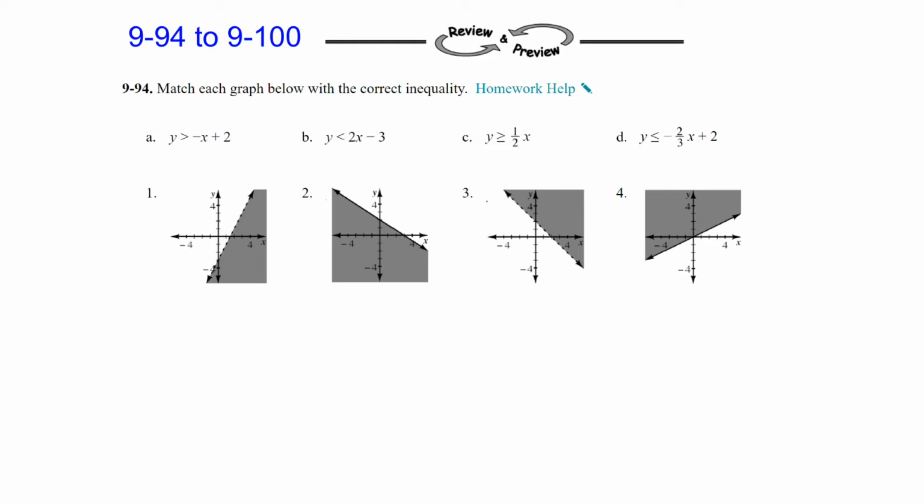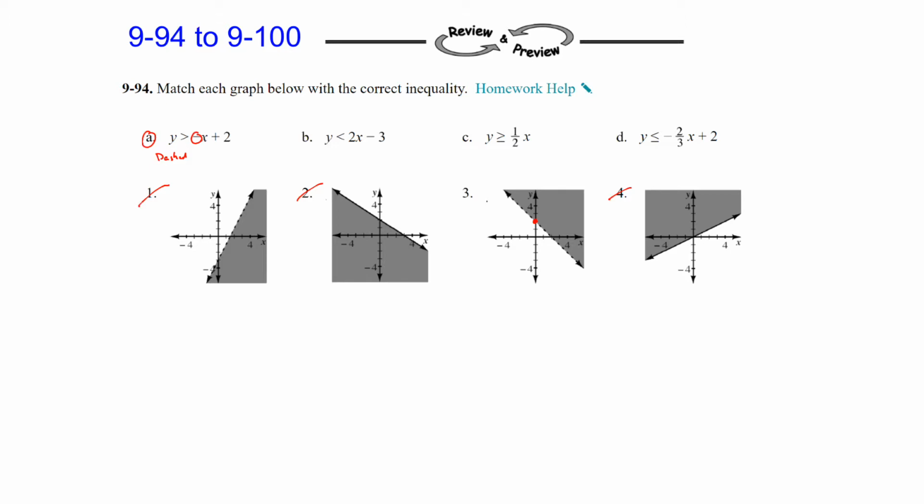So you can see that A has a greater than sign, B has a less than, and then you have a greater than or equal to and a less than or equal to. So we can do some elimination in terms of each of these because A should be a dashed line. So that means 2 and 4 are out. And then you can also look at the slope and see that this has a negative slope, so that means 1 is out, and then 3 seems to be the right pick. We can also see that the y-intercept is at 2, and it does have a slope of -1.